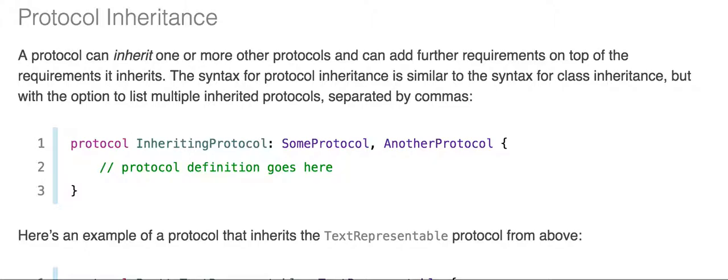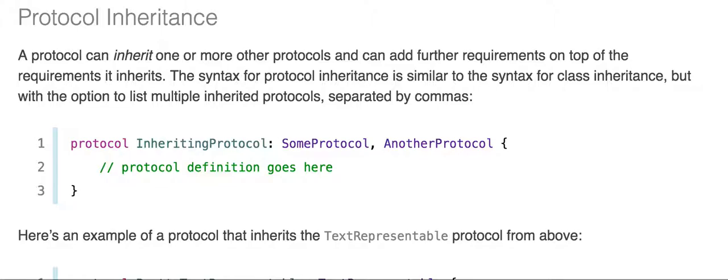Protocol inheritance. A protocol can inherit one or more protocols and can further add requirements on top of the requirements it inherits. The syntax for protocol inheritance is similar to the syntax for class inheritance, but with the option to list multiple inherited protocols separated by commas. Protocol inheriting protocol: SomeProtocol, AnotherProtocol.